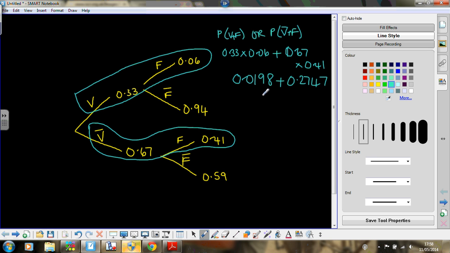Now, make sure you keep all those figures. Don't round them just now because that will change your answer. You need to keep all of them. When we add those together, we get 0.2945. And that's your answer. You want to change it to a percentage because that's what you were given in the first place. It would be 29.45%.